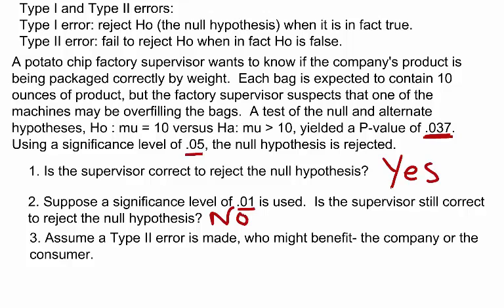So in this case, a Type 2 error would occur if the potato chip factory supervisor determined that mu was equal to 10, or in other words, that the bags were not being overfilled when in fact they were being overfilled. The consumer would benefit from this particular error.